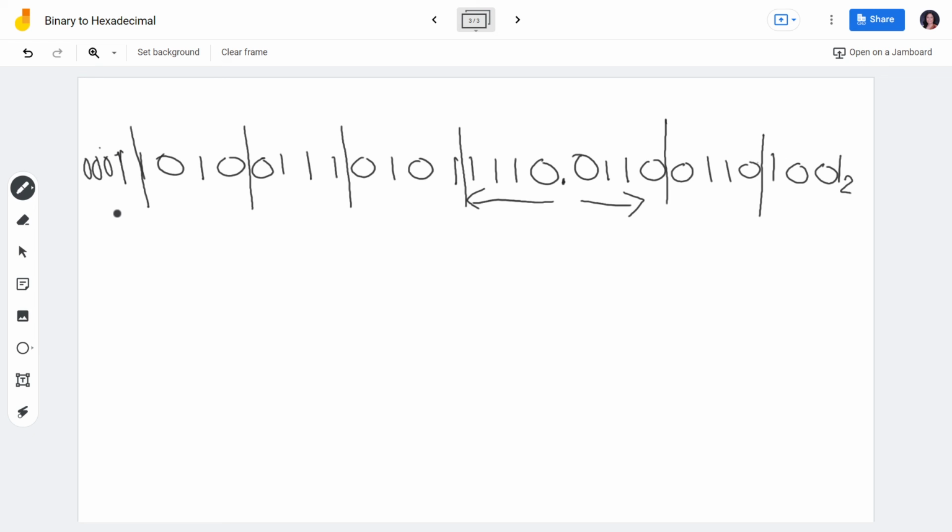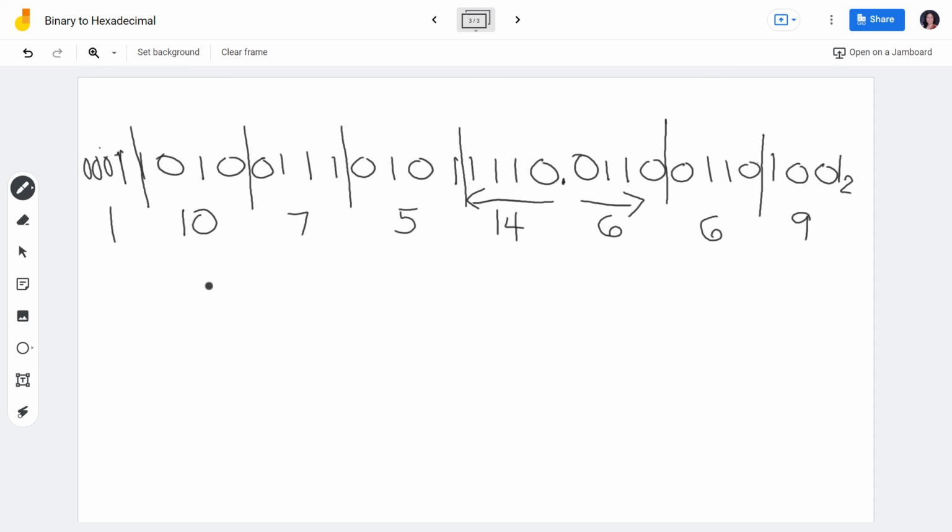So we have this is 1. And then 1, 0, 1, 0 is actually 10. 0, 1, 1, 1 is 7. 0, 1, 0, 1 is 5. And then 1, 1, 1, 0 is 14. And then 0, 1, 1, 0 is 6. Again, it's also 6, 0, 1, 1, 0 is 6. And then 1, 0, 0, 1 is 9.